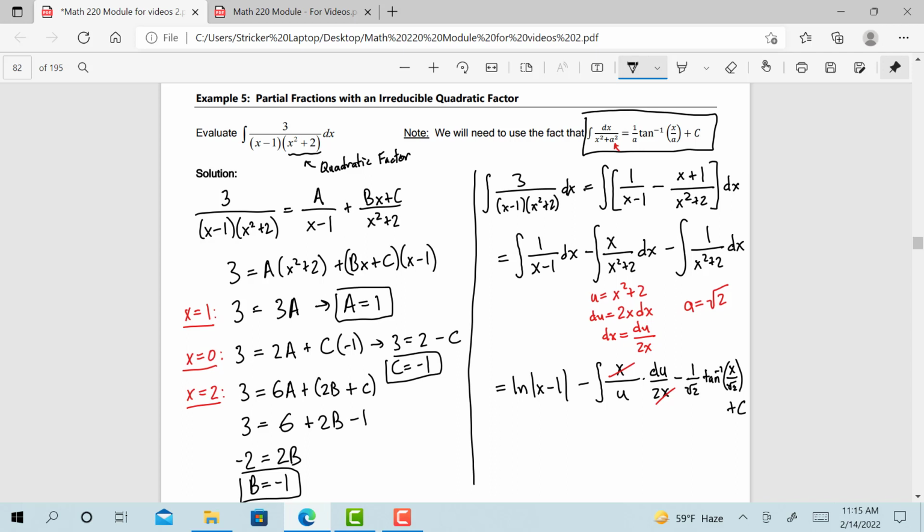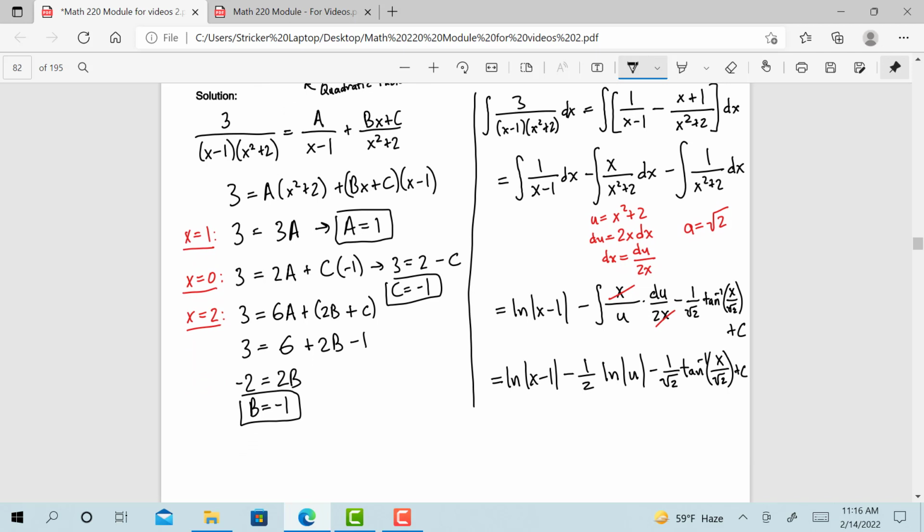And we're almost done. This is the natural log of the absolute value of x minus 1 minus the natural log, well, don't forget our 1/2. We have that factor of 1/2 there. So we have from the 2x, right? The x is canceled, but we still have the 1 over 2 times the natural log of the absolute value of u minus 1 over root 2 times the inverse tangent of x over root 2 plus c.